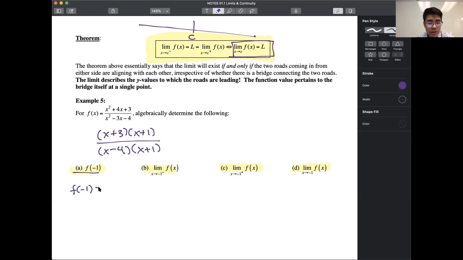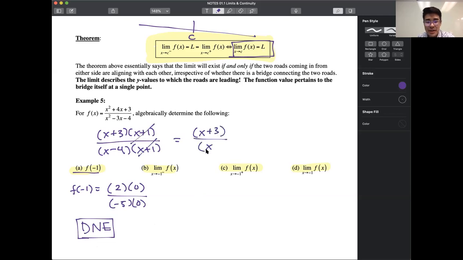If we plug in -1, what do we get? We get 2 on top. That's -1 plus 3 times 0 over -5. And we plug in that -1 over there, we get 0, right? So whenever you get something divided by 0, that does not exist. You cannot divide by 0. So the function value at -1 does not exist. However, we can evaluate the limit. Now that we've factored it, we can simplify the function to be x plus 3 over x minus 4.